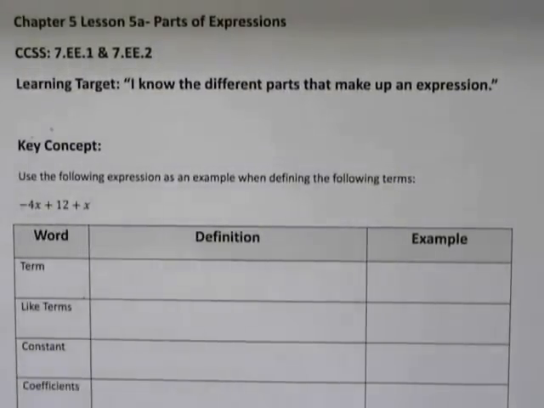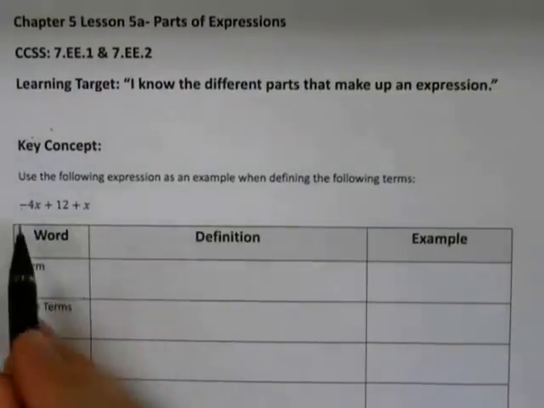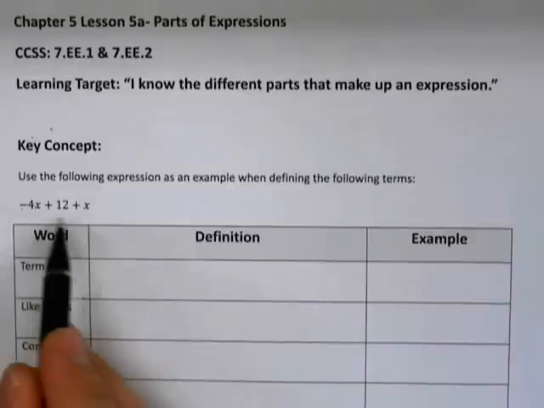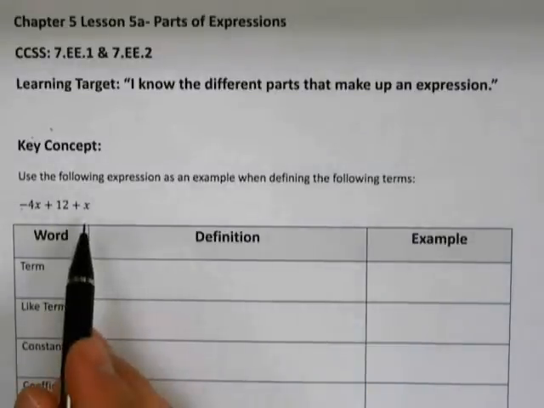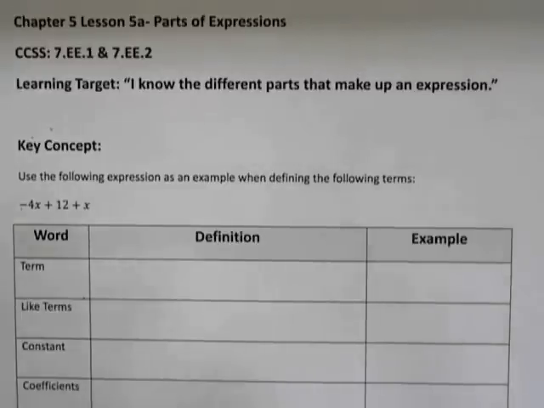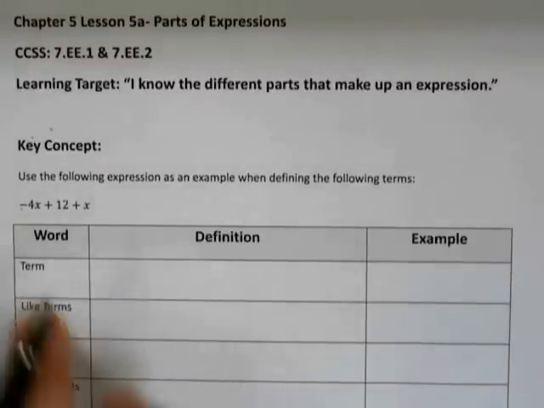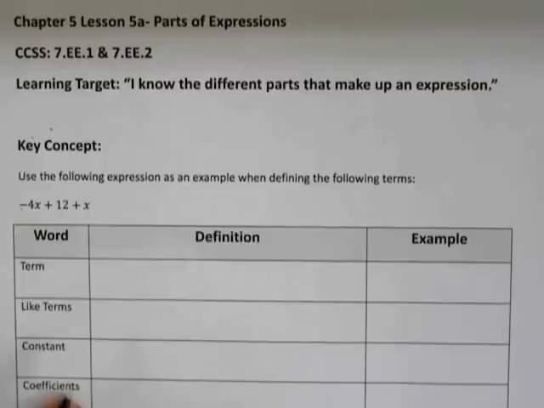So your learning target today is I know the different parts that make up an expression. That's what we're going to do. We're going to define a few terms. We're going to use this expression, negative 4x plus 12 plus x, as an example to go through these four terms: term, like terms, constant, and coefficients.